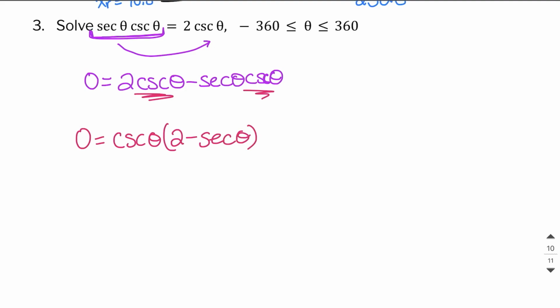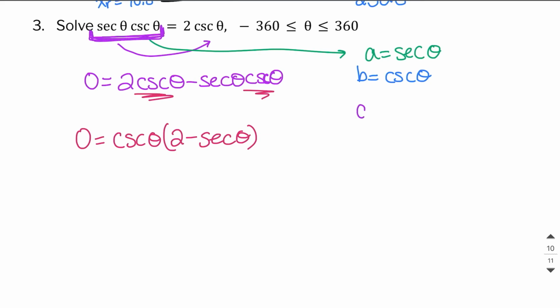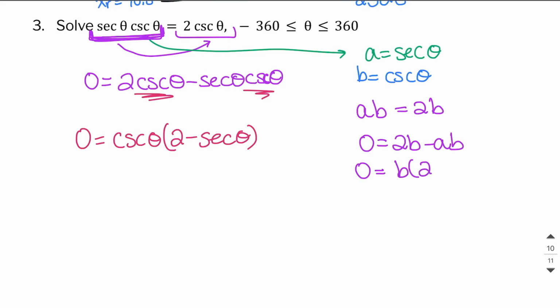Now, if you do want to do substitution, that's fine. So if I do substitution, I'm actually going to do two substitutions here. I would say A is equal to secant of theta, and B is equal to cosecant of theta. So when I write out this equation right here, this piece would end up becoming AB, and then on this side over here, this would just be 2B. Subtract the AB from both sides, and then factor out the B, so you get 2 minus A right here. So it's the exact same idea.